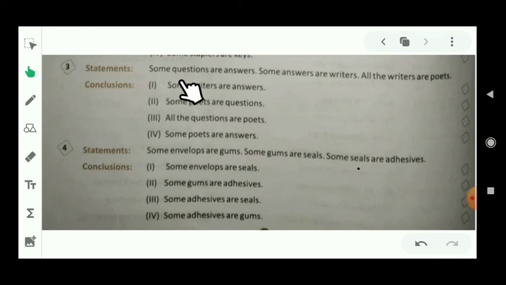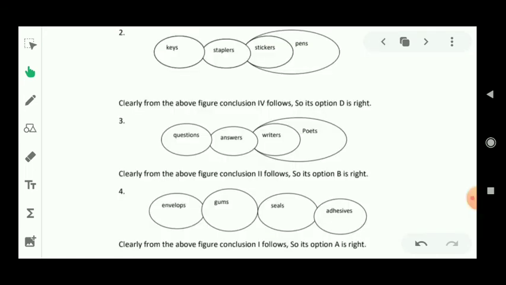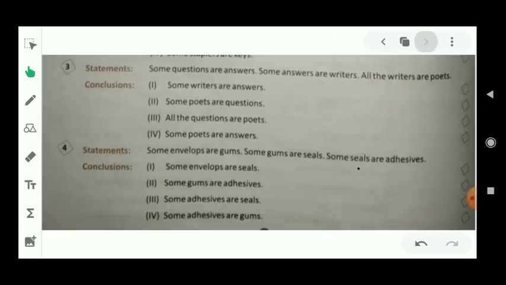The given statements of question number 3 are: some questions are answers, some answers are writers, and all writers are poets. Let's see the solution of the given question. Some questions are answers, some answers are writers, and all writers are poets. So for question number 3, we have to make firstly this figure, and clearly from the above figure only conclusion second follows. That means which option will be right? Option number B. Let's see question number 4.